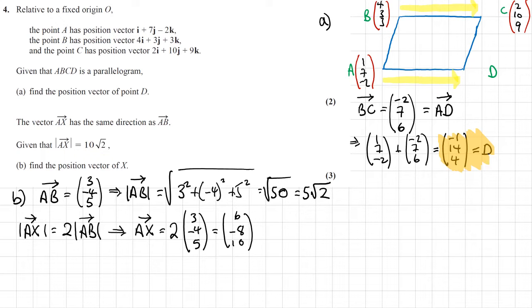But we're not finished, because this is the displacement from A to X. We need to find X. So just like what we did in part A, if I take position A, add this displacement, I'll get position X. So I need to get point A, which is (1, 7, minus 2), add a displacement to get to X, which is (6, negative 8, 10). And that will give me position X.